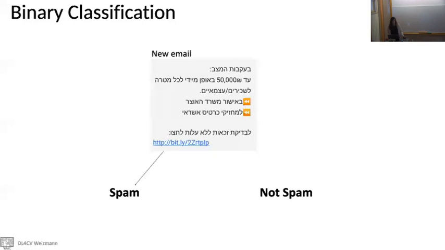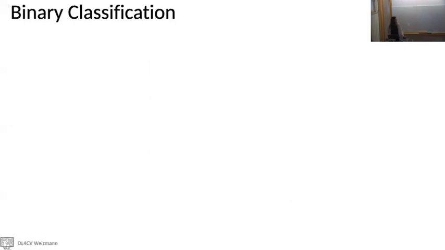So here, for example, this is a spam. To be more formal, as before, we have a set of samples. Xi is some vector in dimension d, and yi is the label, and because it's binary, it can be either 0 or 1.